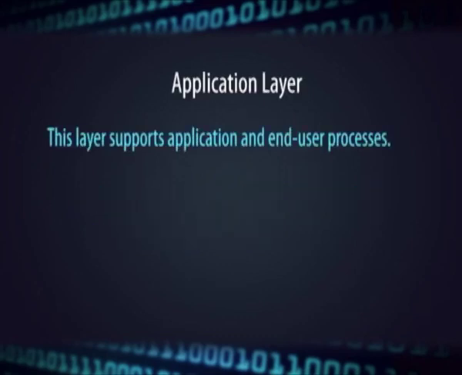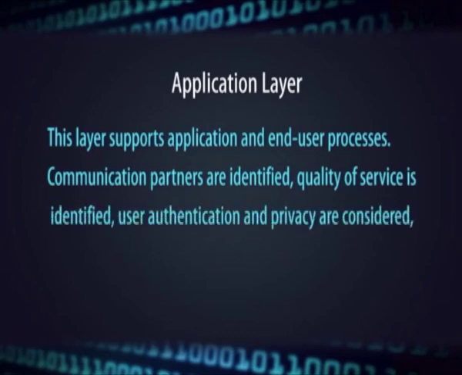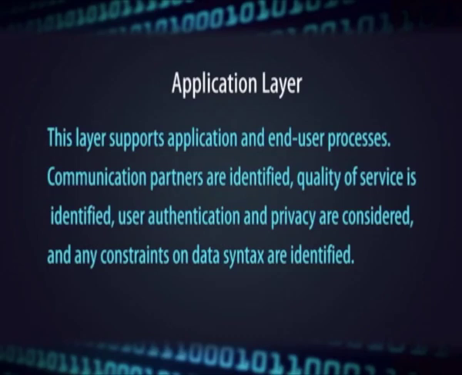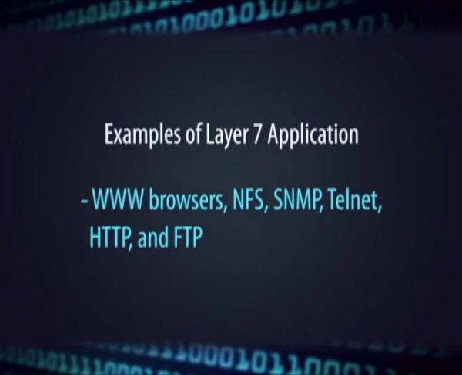Last layer is application layer. This layer supports application and end user processes. Communication partners are identified, quality of service is identified, user authentication and privacy are considered, and any constraint on data syntax are identified. Everything at this layer is application specific. This layer provides application services for file transfer, email and other network software services. Telnet and FTP, that is file transfer protocol, are applications that exist entirely in the application level. Layer 7 application examples include www browsers, NFS, SNMP, Telnet, HTTP and FTP.